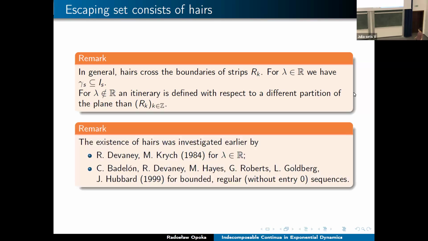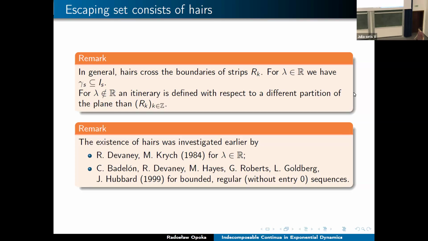And I want to say also that the existence of hairs was investigated earlier than Schleicher and Zimmer. For example, by Devaney and Krych, but for only such parameters, real parameters lambda, and by six authors, but for general lambda, complex lambda, but only for bounded and regular sequences. Regular means that these sequences do not contain any zeros.